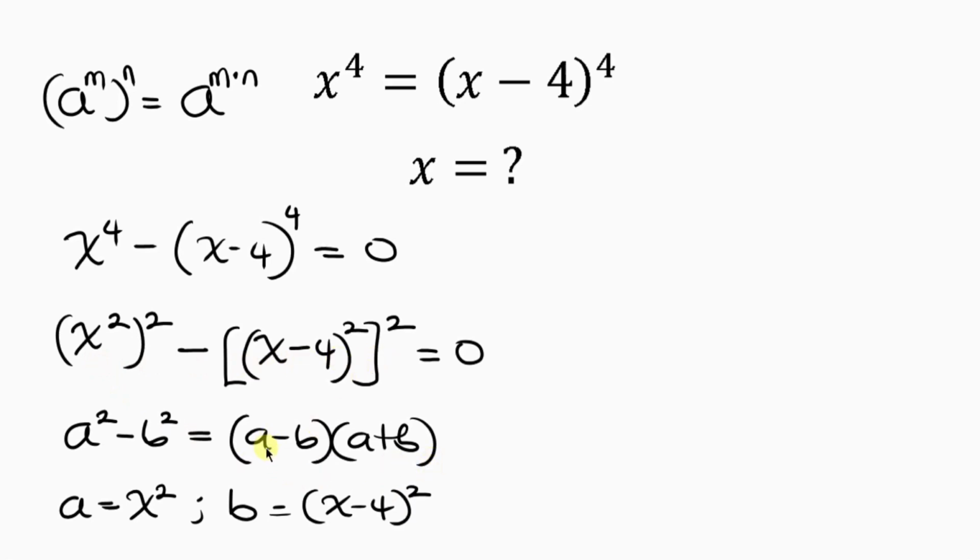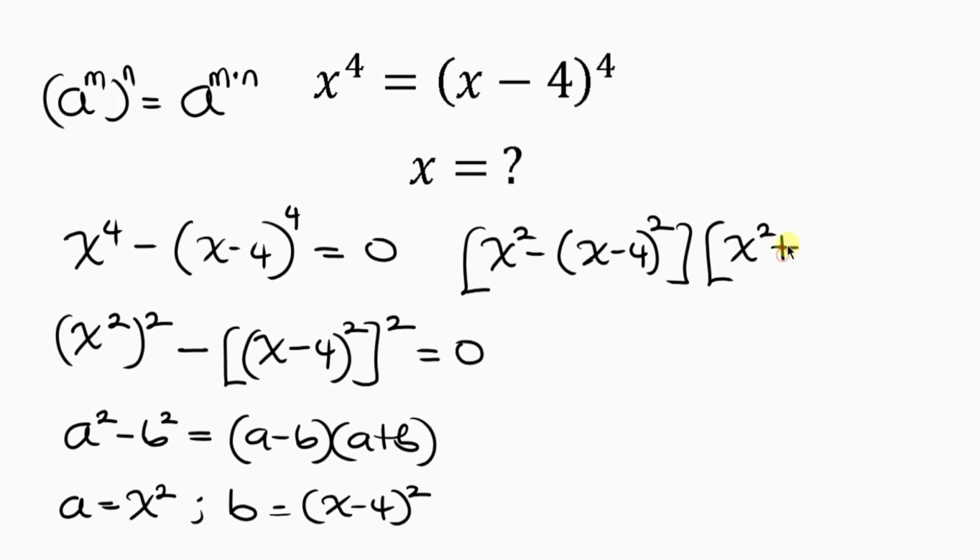So we have a minus b. So what is a? A is x squared, minus b. This is b. B is (x minus 4) all raised to the 2. And this is multiplied by a plus b. So we open another bracket. A is x squared, plus b. B is (x minus 4) all raised to the 2. That is it. And this is equal to 0.